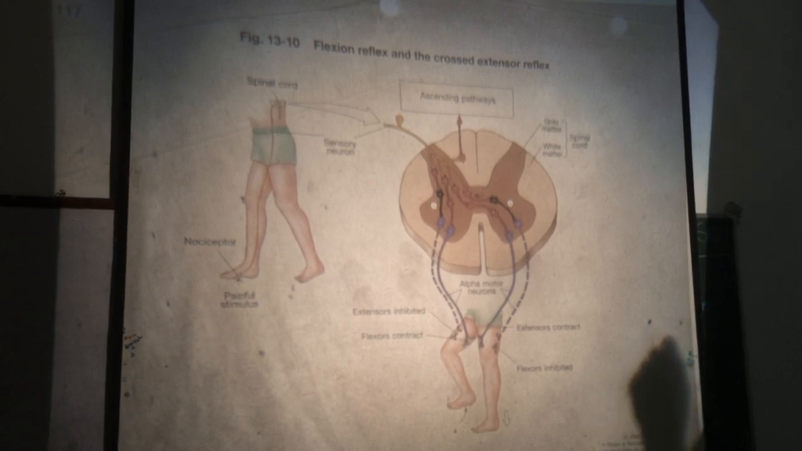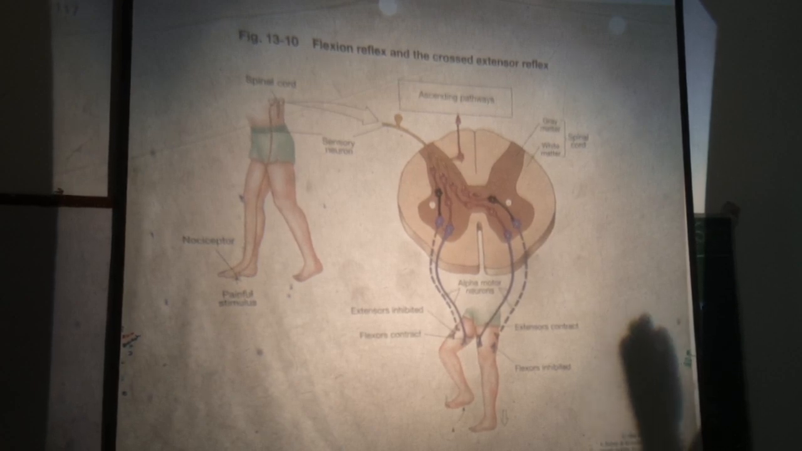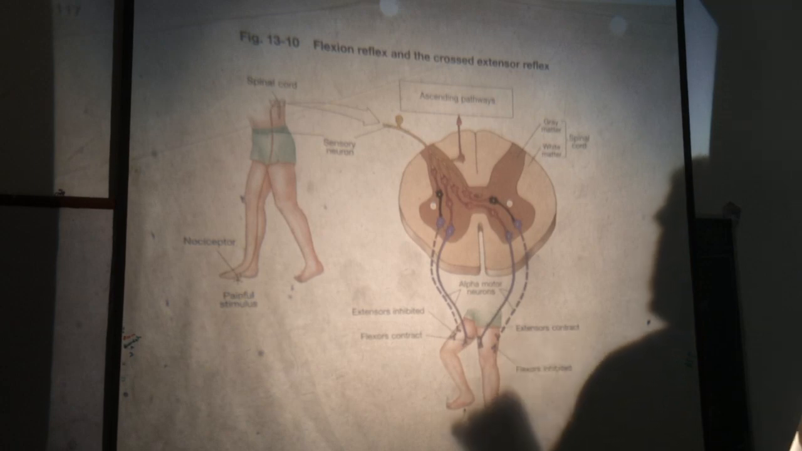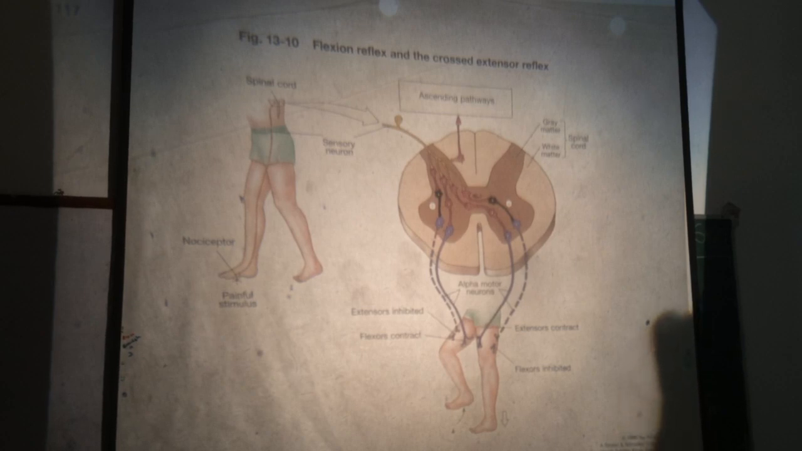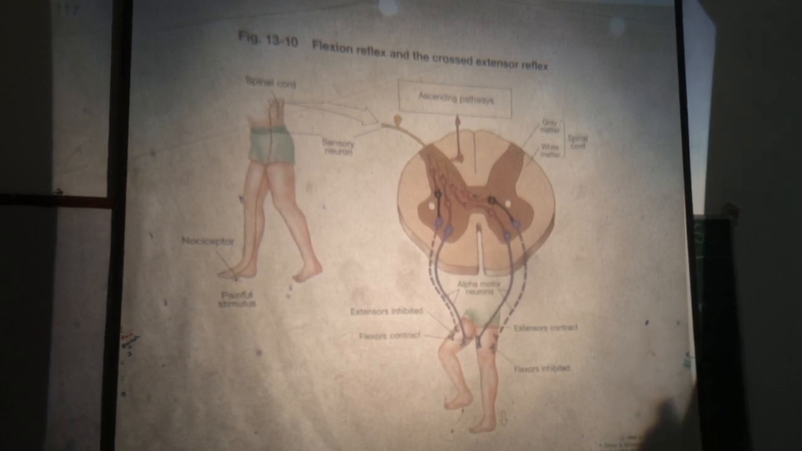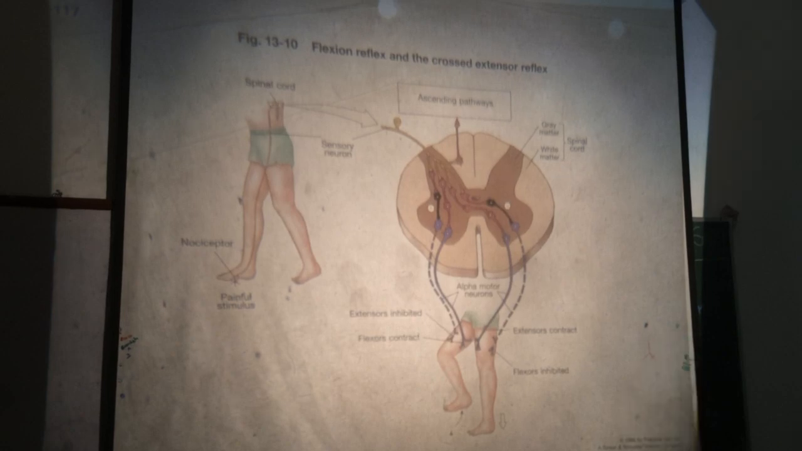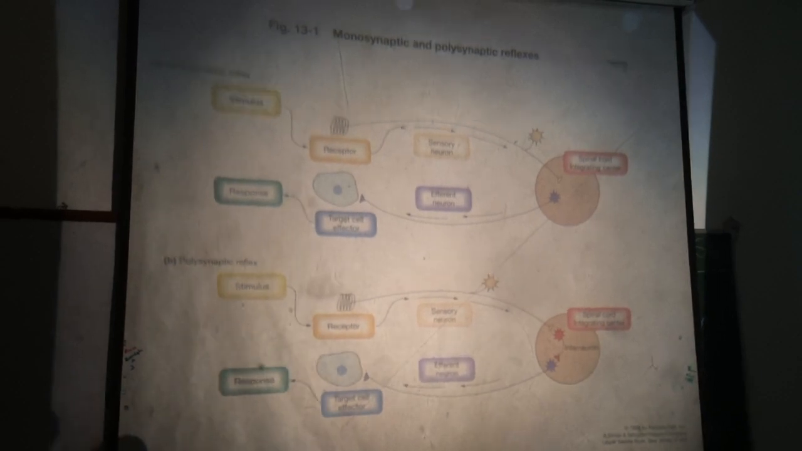Reflex action involves activation of skeletal muscle, smooth muscle, cardiac muscle, and glands. Reflex action requires a particular organization, which is called the reflex arc.